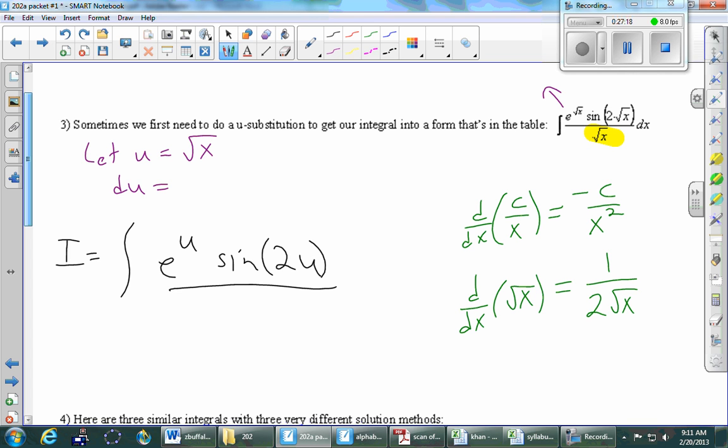Yeah, so then looking at that, you can see the yellow highlighted thing is right there, right? The square root of x is in the bottom, just where it should be. So let's put our du over here. It's 1 over 2 square root of x dx.